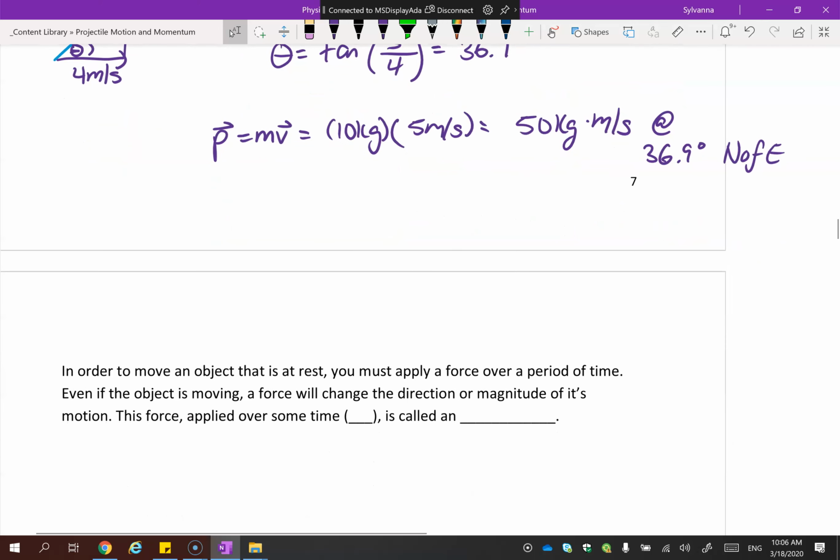Okay, I'm going to move on and look at impulse. In order to move an object that is at rest, you have to apply a force over a period of time. Even if the object is moving, a force will change the direction or magnitude of its motion. This force applied over some time, delta t, is called an impulse.